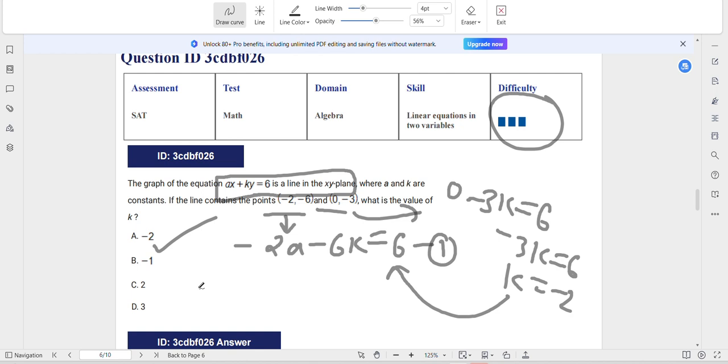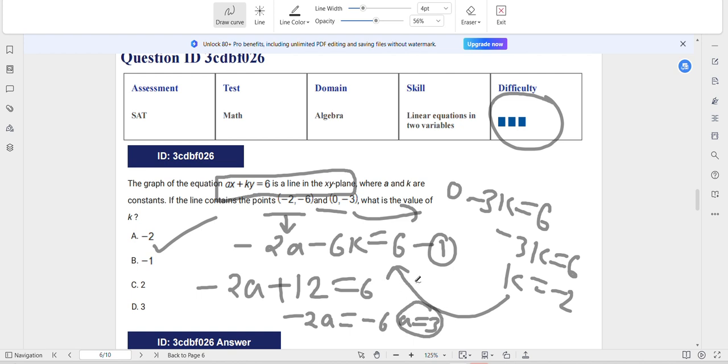We can get the value for a, which becomes minus 2a minus 6 times minus 2, which is 12, equals 6. Again, minus 2a equals 6 minus 12, that is minus 6. So a becomes 3. In this way we can find the value of both constants, a and k. This type of question is also very important for SAT, and we can solve it in this way.